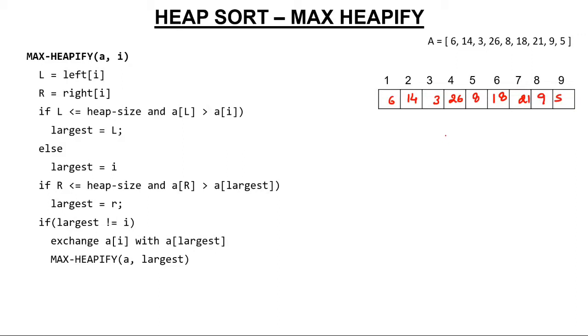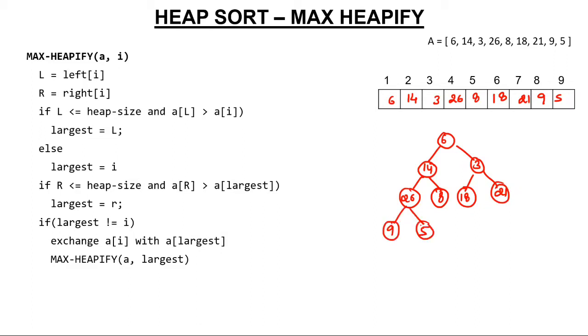Let me make a tree of this array: 6, 14, 3, 26, 8, 18, 21, then we have 9, then we have 5. Fine. So we have created a tree. Now let me change the color of my pen. Now let me explain. Is this a max heap? No, this is not a max heap.